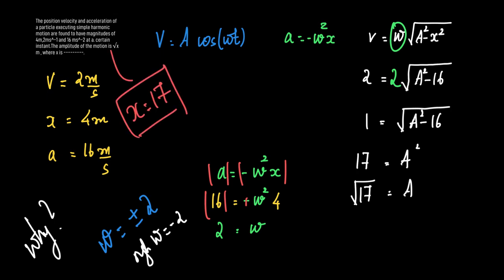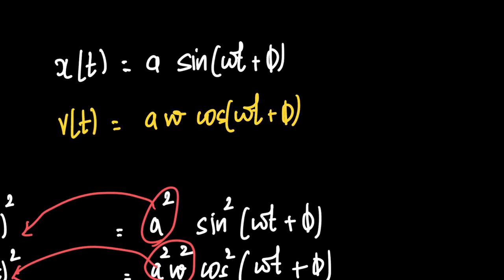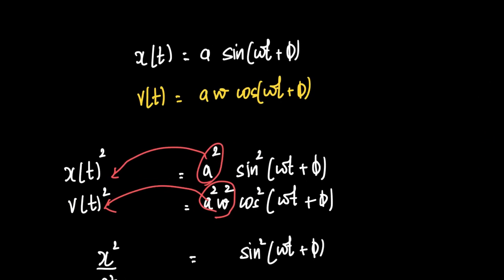Okay. Now what we'll do is we'll do the same question using this general formula, x of t is equal to a sine omega t plus phi, or x of t is equal to a cos omega t plus phi, and we'll arrive at the same answer, because that's already what we have done here. But let us do that in a separate solution. Okay.